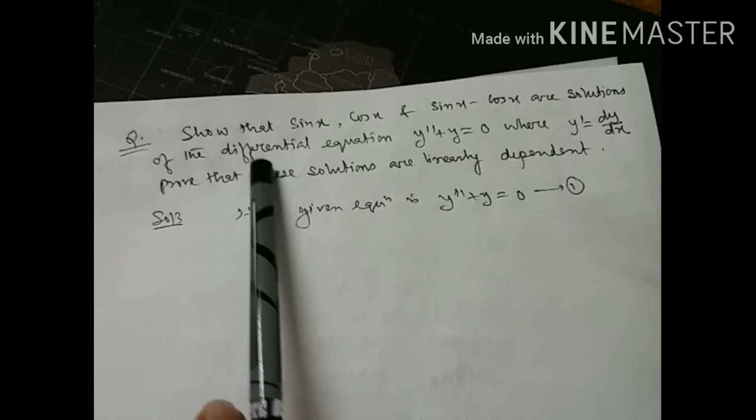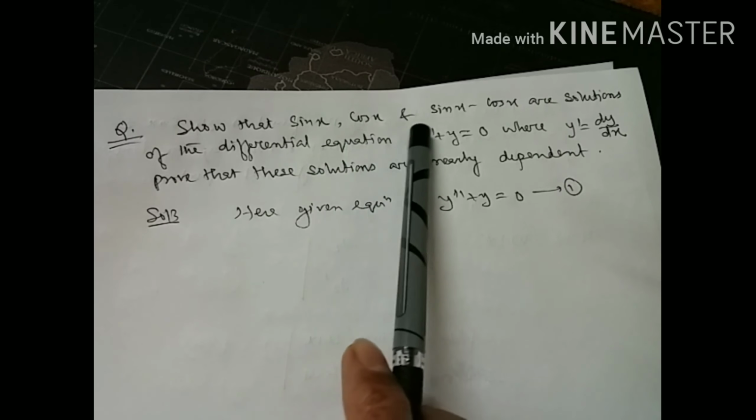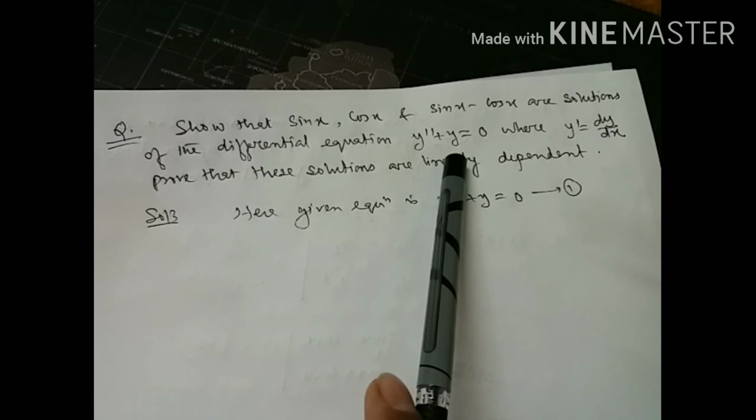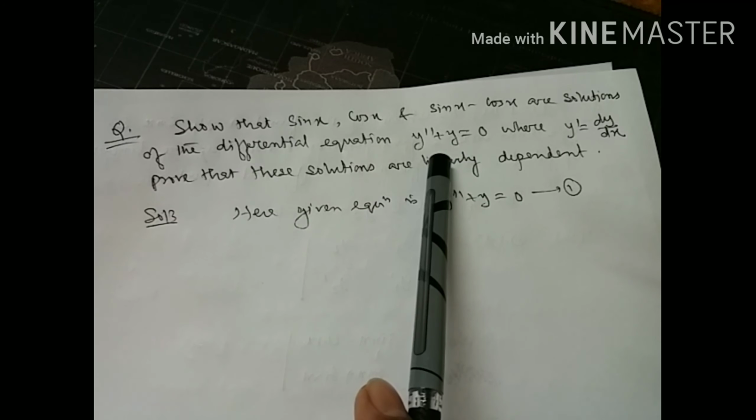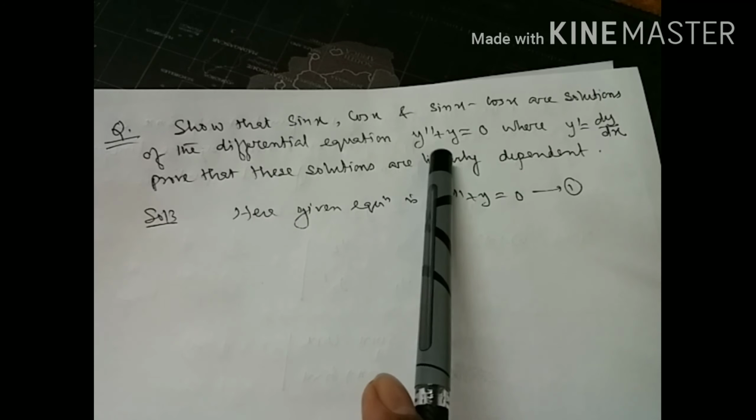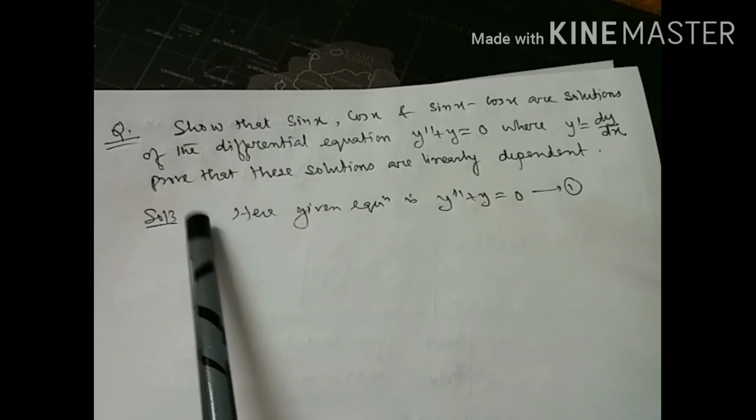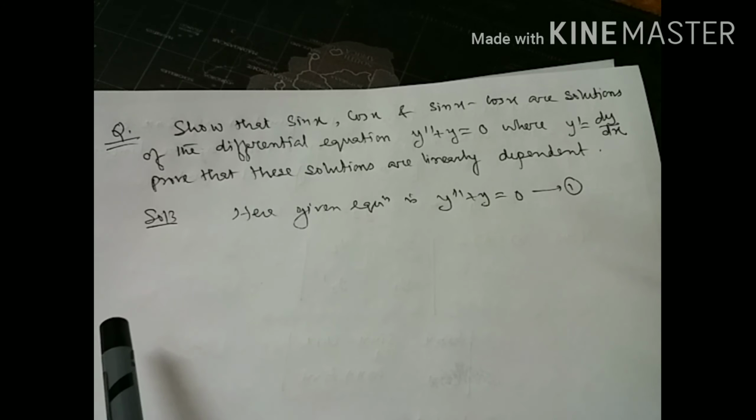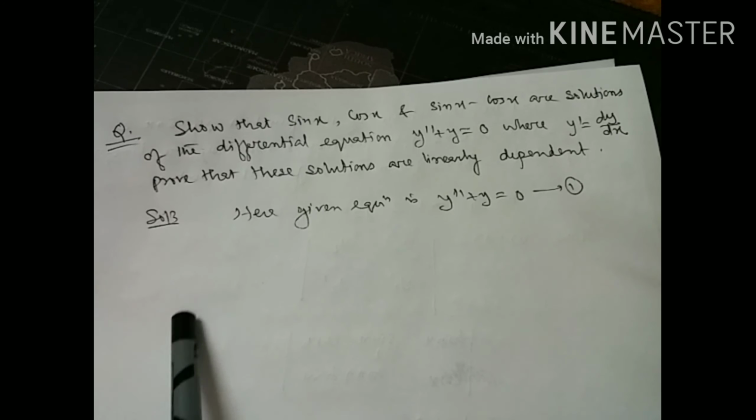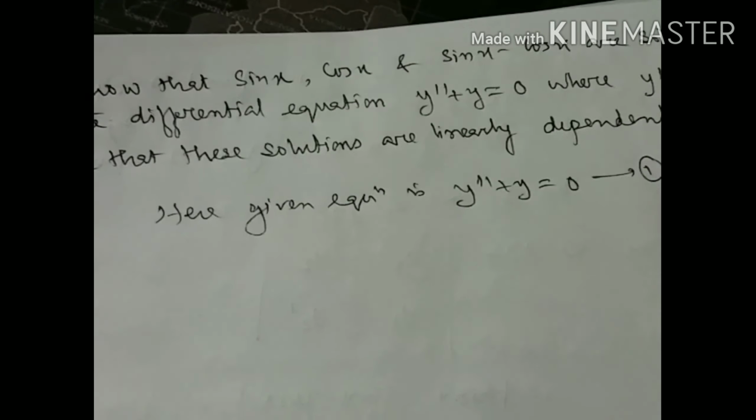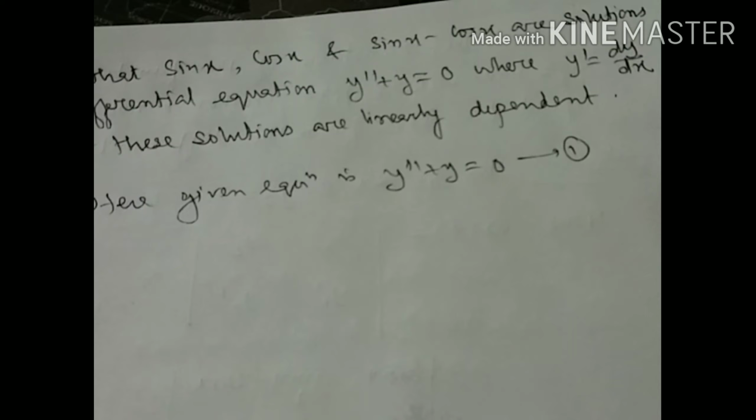Taking another example, show that sin x, cos x and sin x minus cos x are solutions of the differential equation y double dash plus y equal to 0, where y dash equals dy by dx. Prove that these solutions are linearly dependent. In this case, we have to prove that these solutions are linearly dependent. For this, the Wronskian of these three functions must be equal to 0. So here the given equation is y double dash plus y equal to 0.